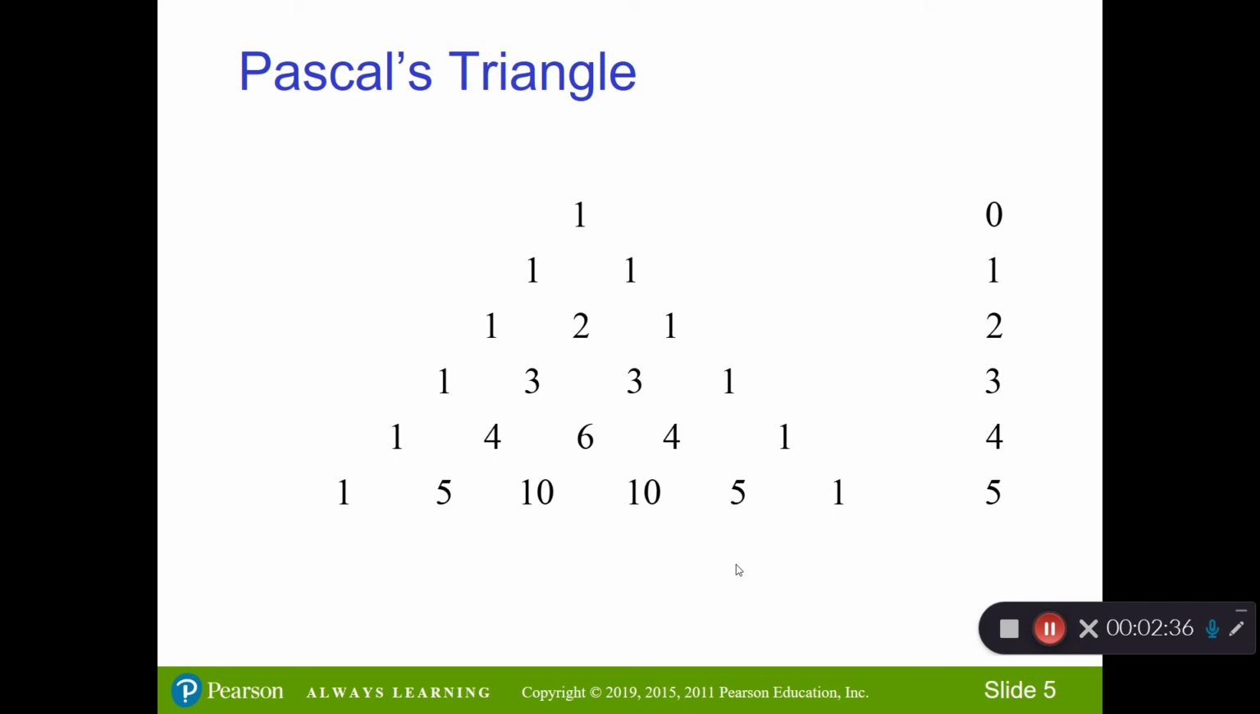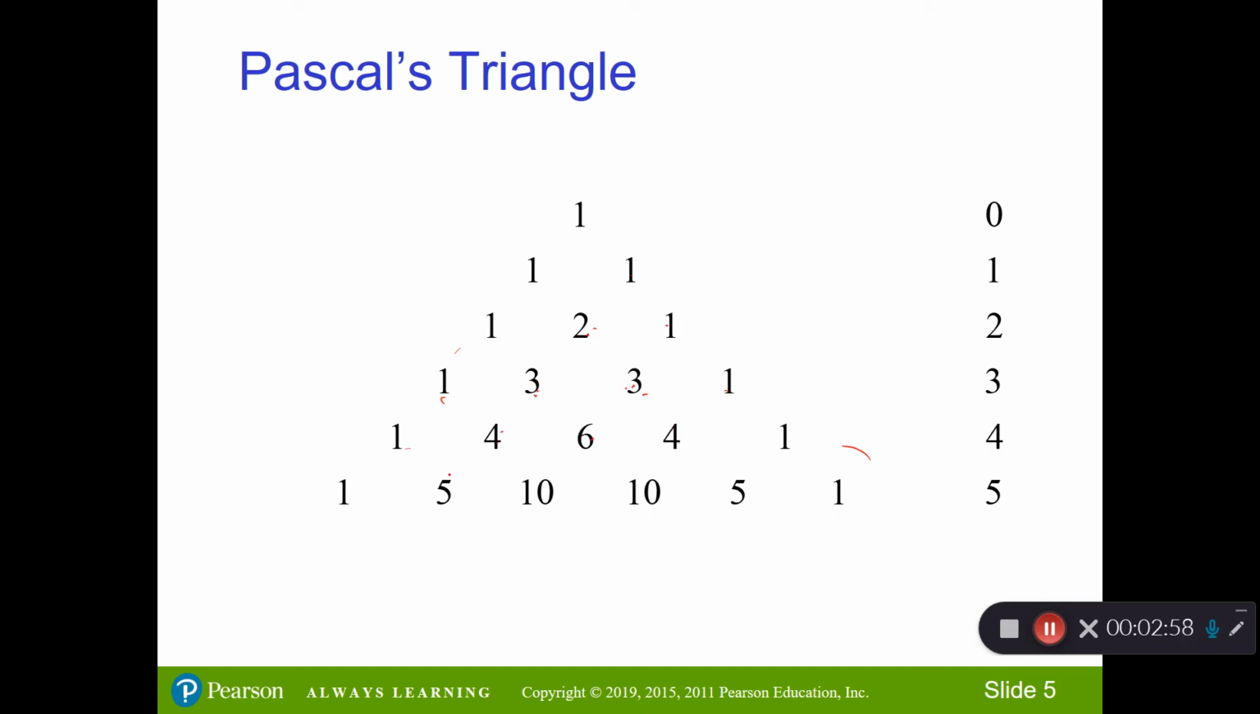The first way is Pascal's triangle. This is Pascal's triangle. It has ones all down each side of the triangle, and then the two terms above it make the term in the center. So 1 plus 1 makes 2. 1 plus 2 makes 3. 2 plus 1 makes 3. 1 plus 3 makes 4. 3 plus 3 makes 6. 3 plus 1 makes 4.